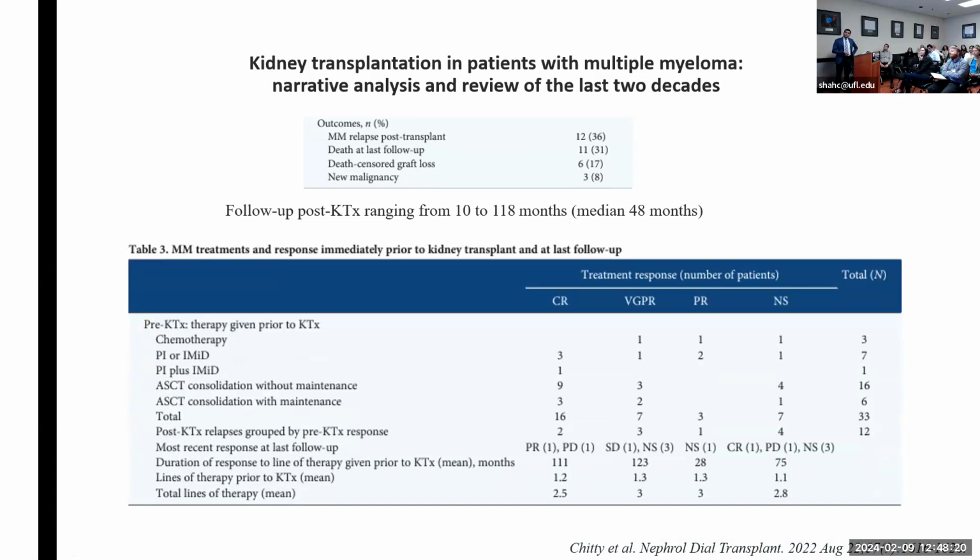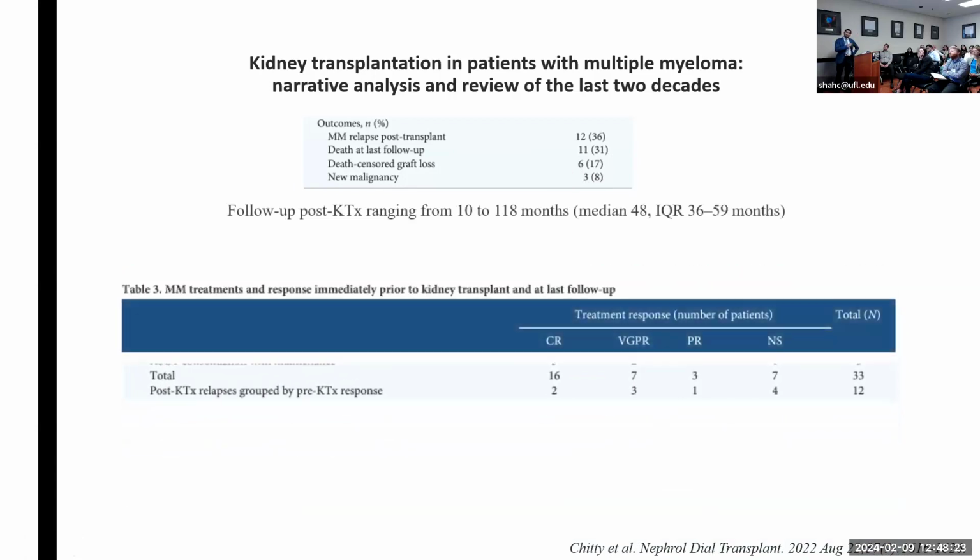So if we look at them by their hematological response, this is a summary. Patients who had complete response were 16 patients, and only 2 of them had myeloma relapse on the follow-up, versus patients who had VGPR, very good partial response, where out of 7, 3 had myeloma relapse in this data. Again, this is all scattered, isolated case reports, so it's very difficult to compare, but this is the data we have so far.